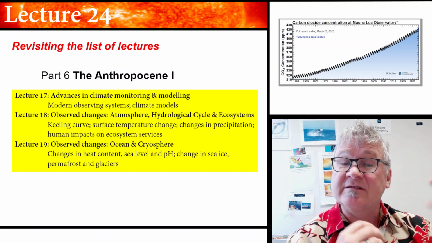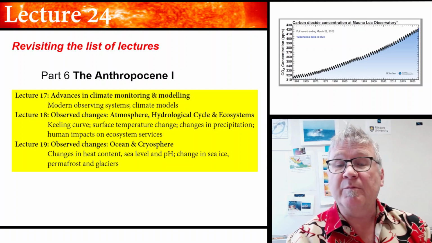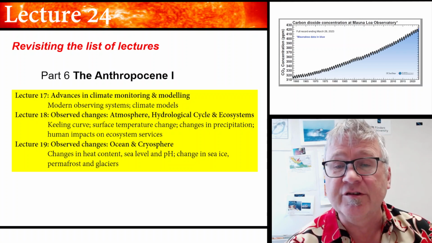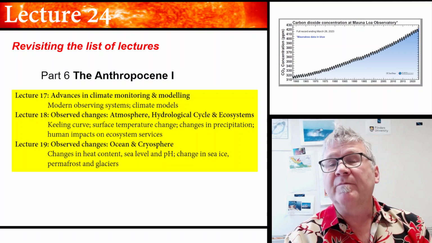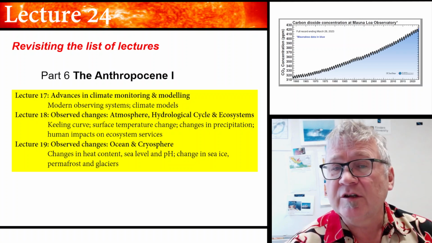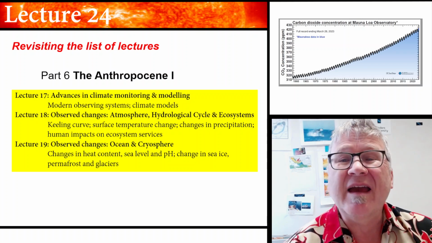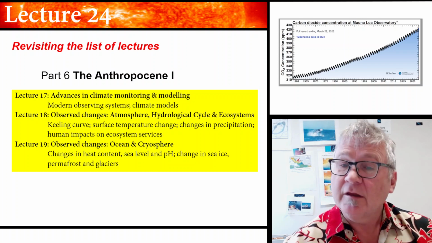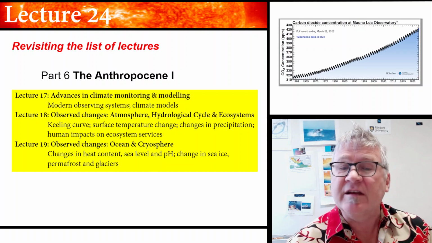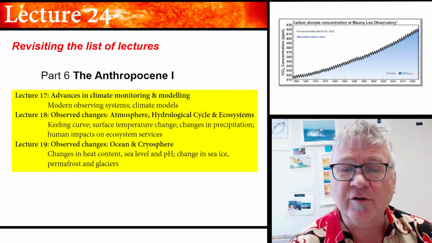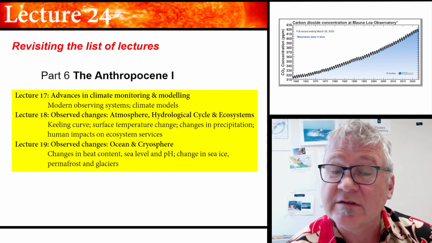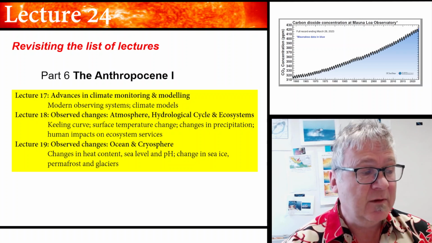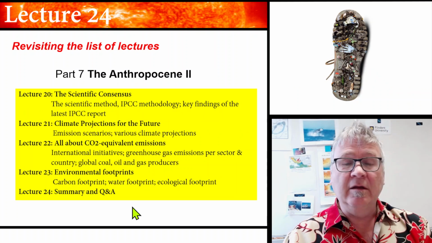Okay. In this part 6, we looked at climate monitoring and climate models, and then we looked at all the observed changes featuring the last 20 to 30 years, but going back something like 150 years. And then we look at all the observed changes from the atmosphere, hydrological cycle to ecosystems and the ocean and the cryosphere.